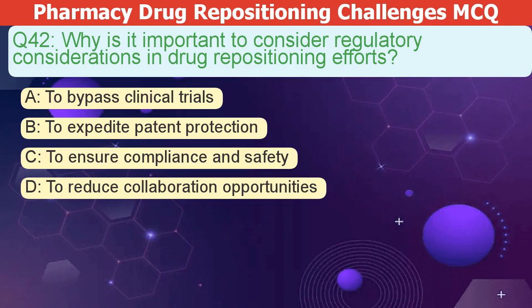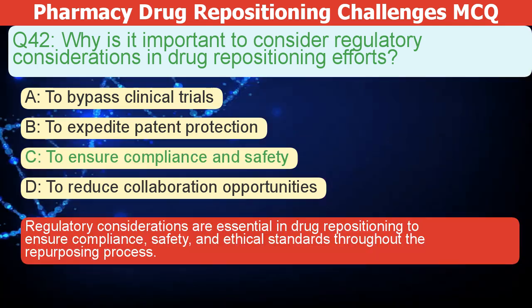Why is considering regulations important when repositioning drugs? A. To bypass clinical trials. B. To expedite patent protection. C. To ensure compliance and safety. D. To reduce collaboration opportunities. The correct answer is C. Regulatory considerations are essential in drug repositioning to ensure compliance, safety, and ethical standards throughout the repurposing process.